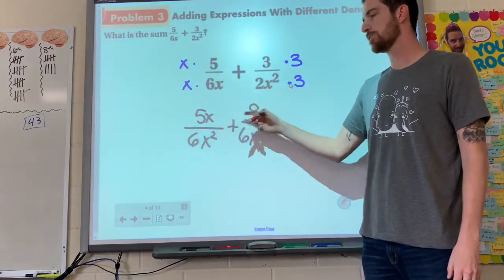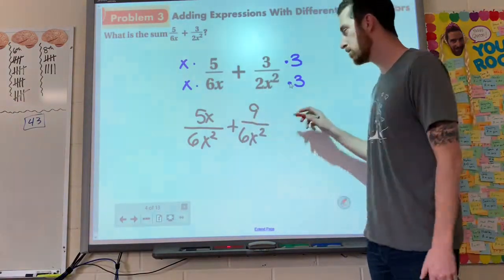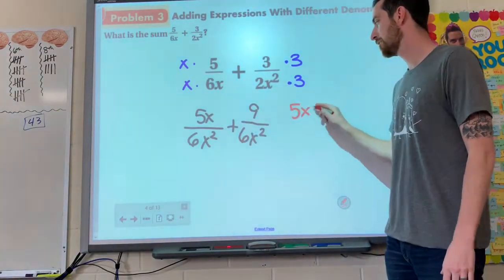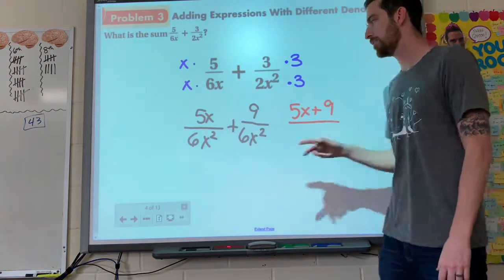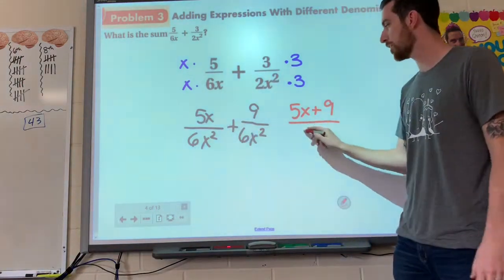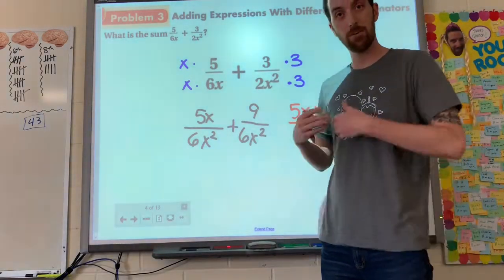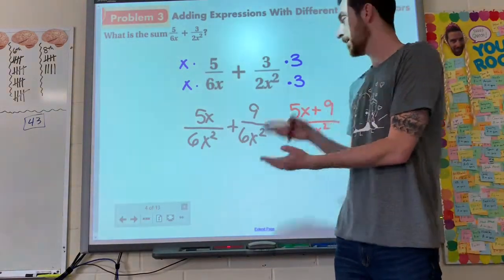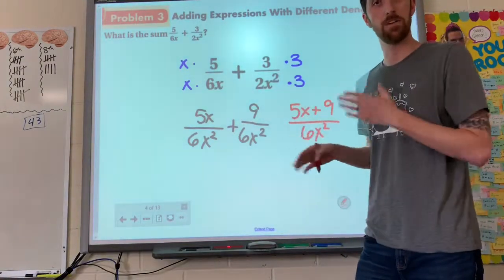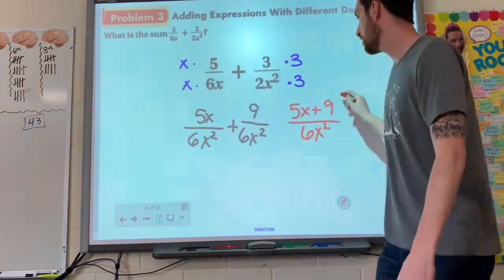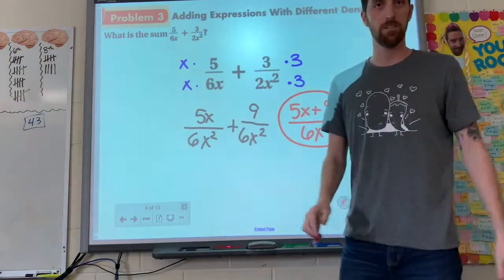Numerators, I got 5x plus 9. Unlike terms, so we just leave them separate. 5x plus 9. Denominators are both 6x squared. You're going to want to check and see if you can factor anything. Maybe you could take out a greatest common factor and then simplify that with the denominator. That works, but this one does not have anything else that we can do to it.